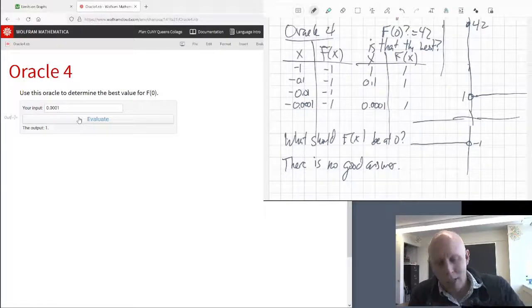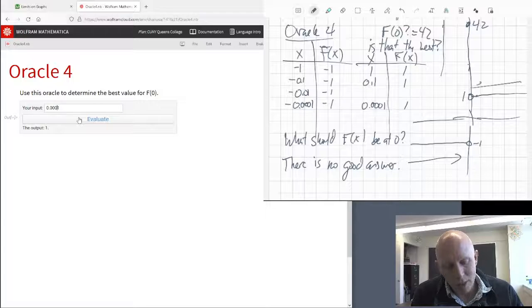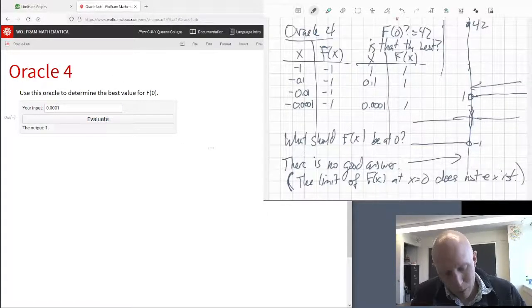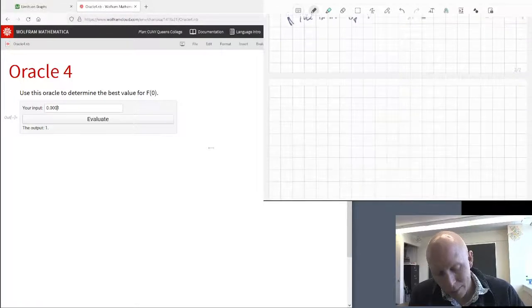There's a good answer if we're looking at it from the left side. There's a good answer if we're looking at it from the right side. But that doesn't mean that there's a good answer actually at x equals 0. So what we'll learn, what this is going to imply, we're going to say the limit of capital F of x at x equals 0 does not exist. We will talk a little bit more about that later.